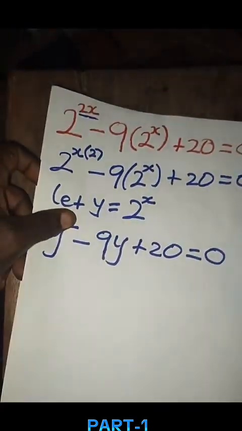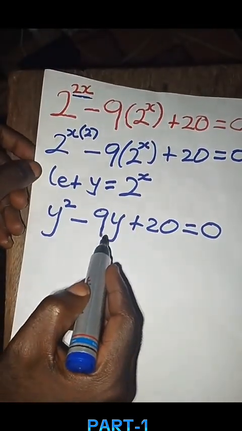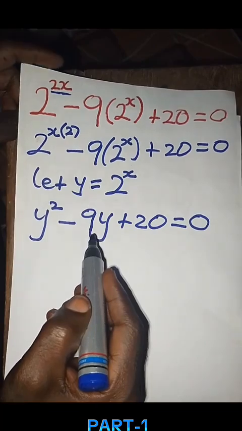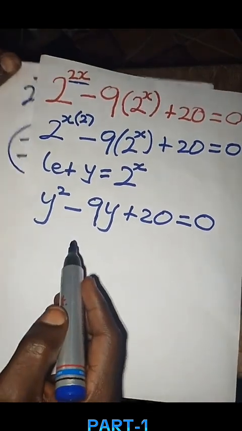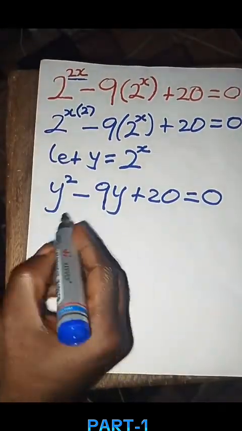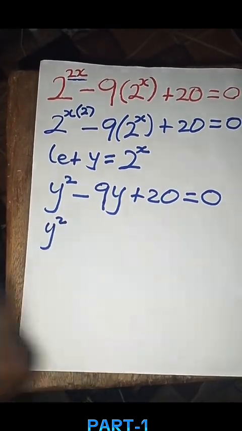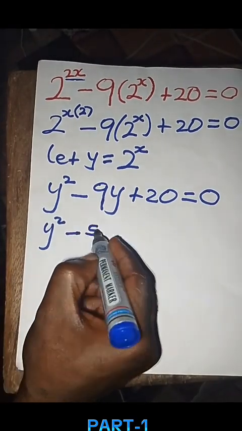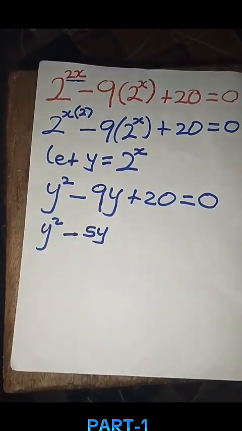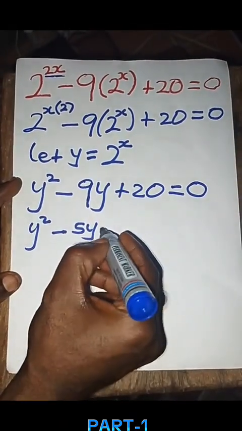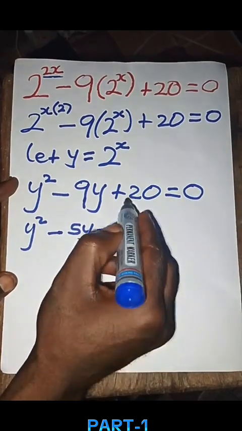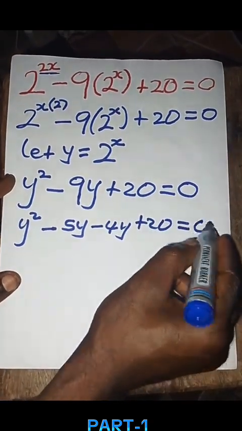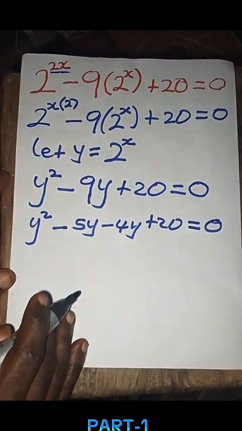So what do we do now here? We're going to replace this 9 with those factors. Okay, so now we take y squared minus 5y. We still take the other factor, minus 4y. We still write this 20, plus 20 is equal to 0. Okay, so that is what we do.